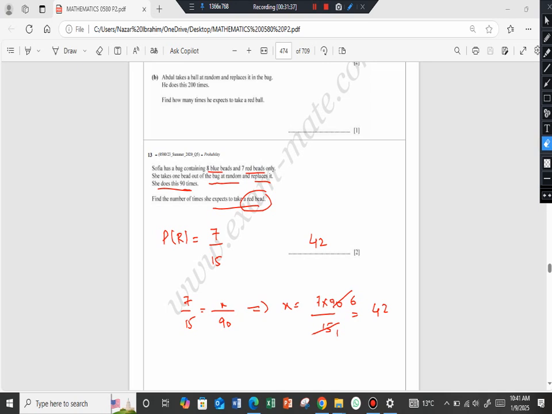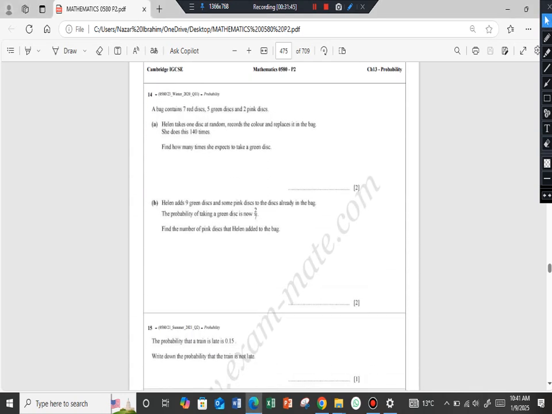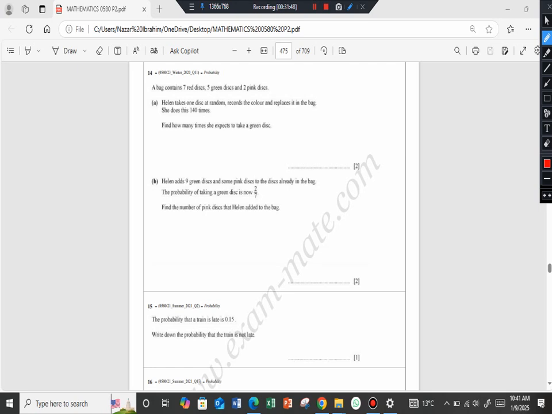Clear? Again, the same concept which is used previously. Okay, let's move further. Question number 13 is done. Question number 14. A bag contains 7 red discs, 5 green discs, and 2 pink discs. Helen takes one disc at random, records the color and replaces it in the bag. She does this 140 times. Find how many times she expects to take a green disc.